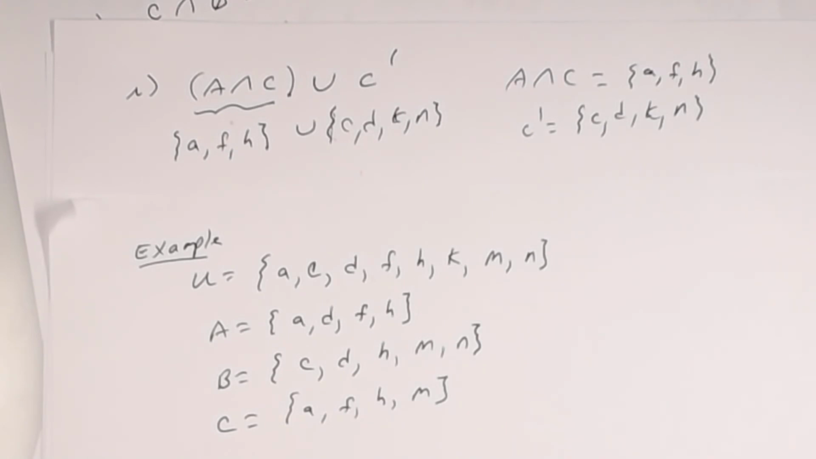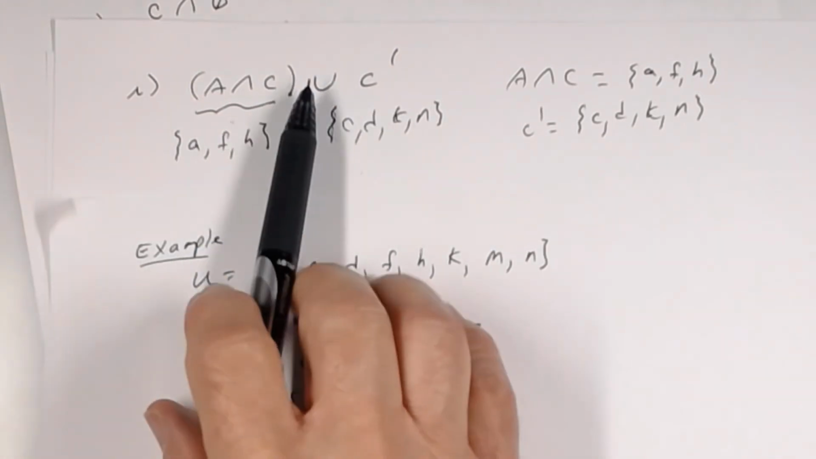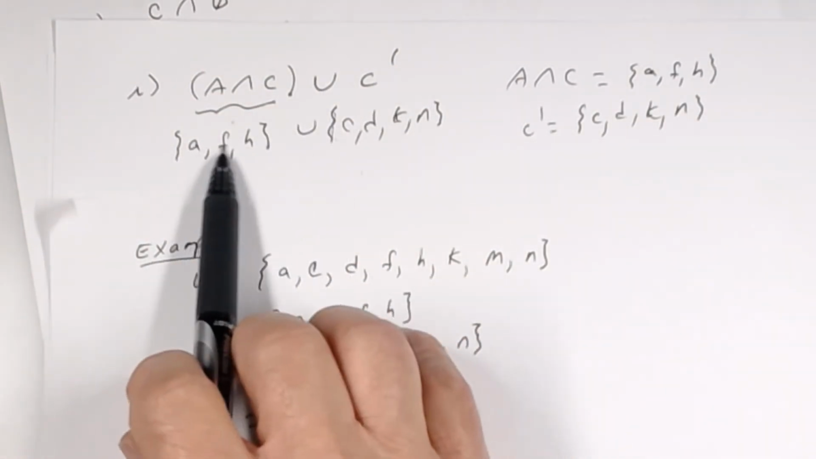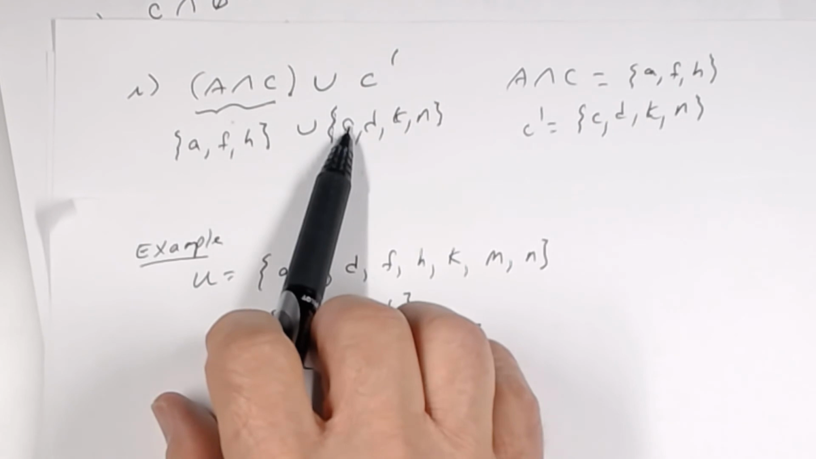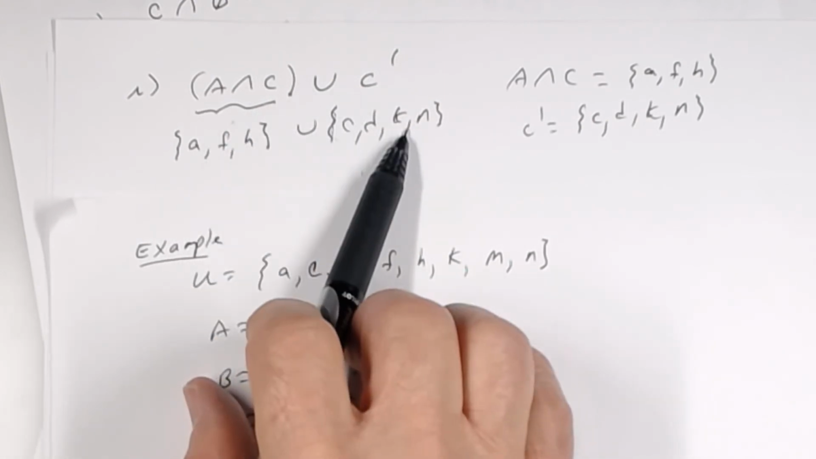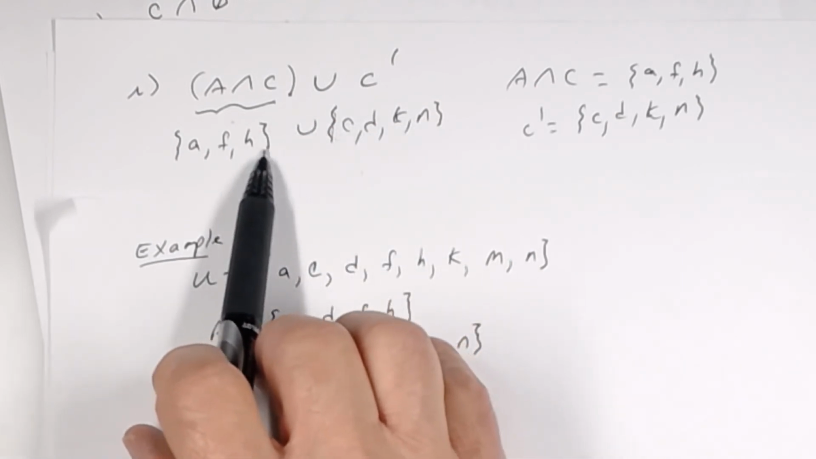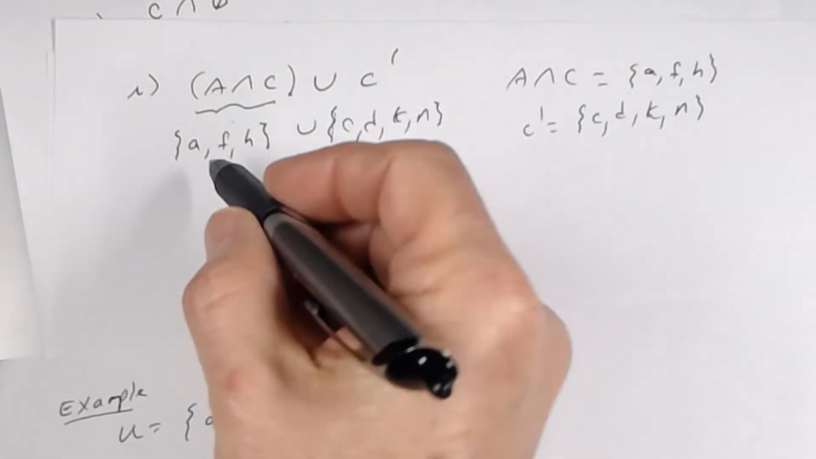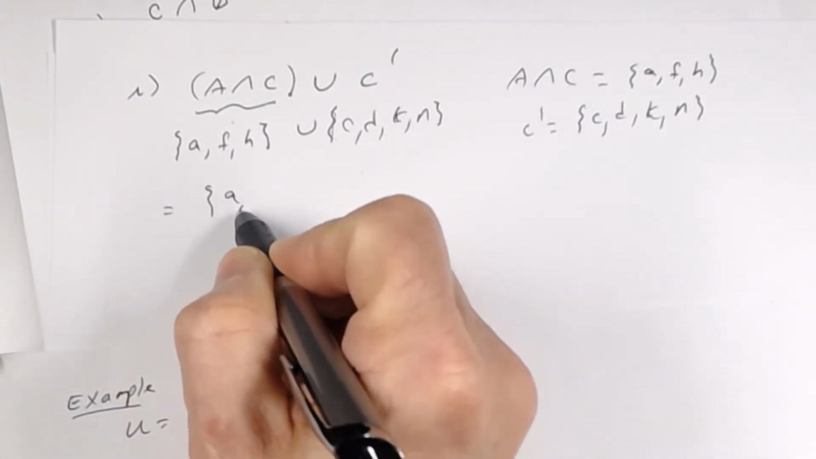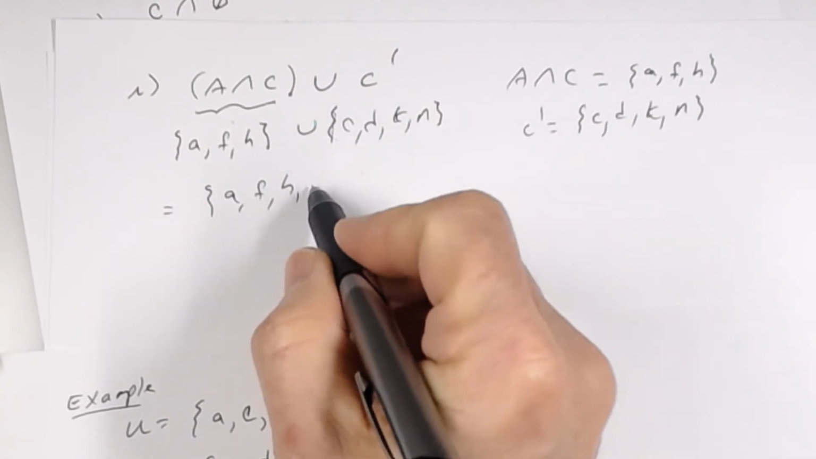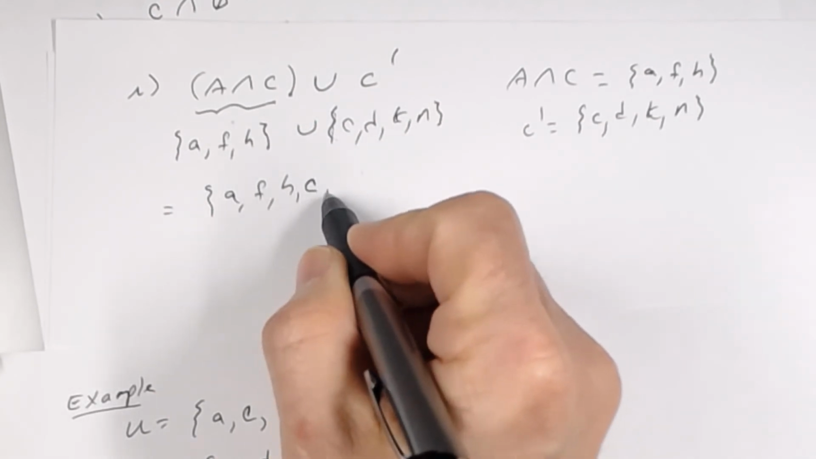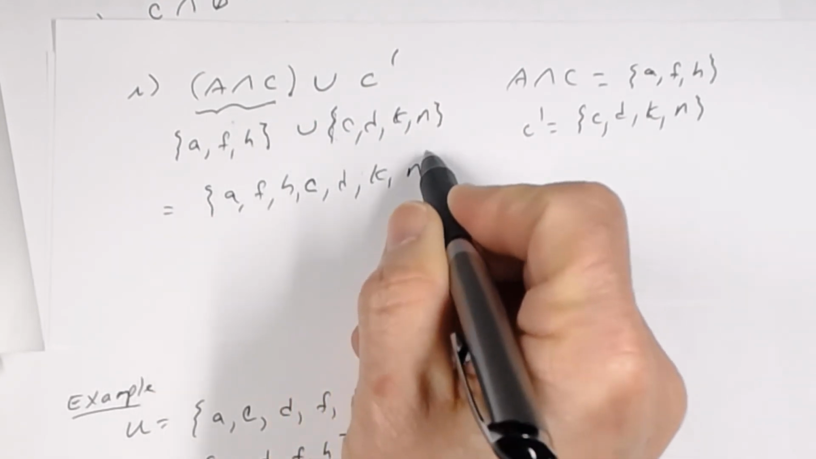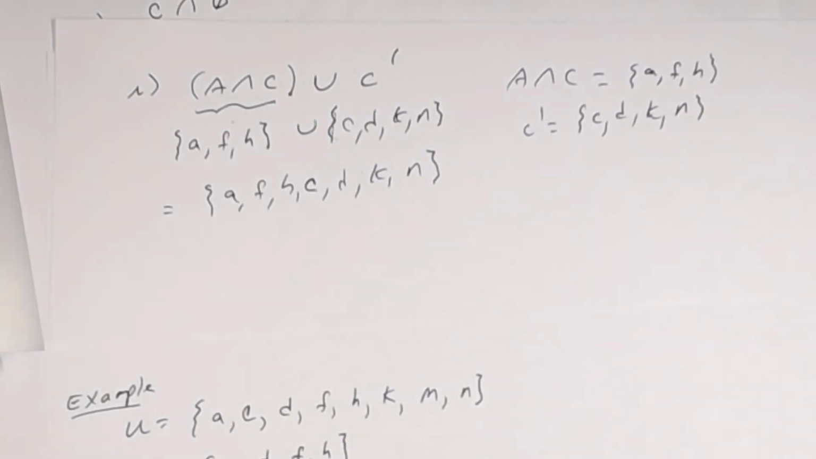And so therefore all I have to do is union this, because that's what I wanted, right? The union. So every element that's in this set or this set is what I meant. I didn't mean the intersection. When I say both, I meant whatever is here and also whatever is here. So the answer would be A, F, H, and what else? C, D, K, and N. Okay?